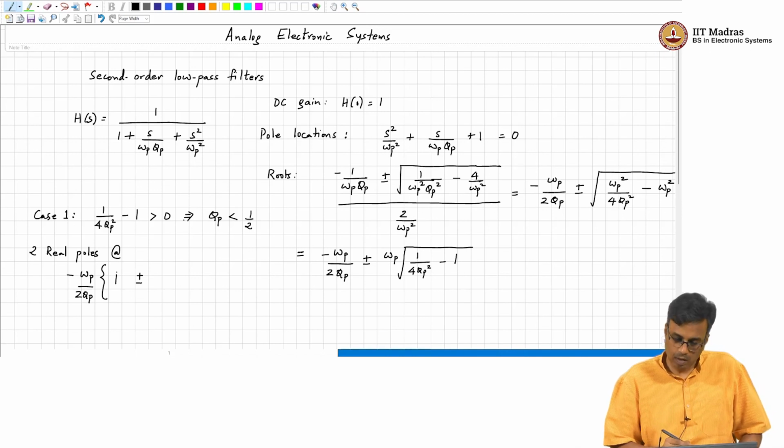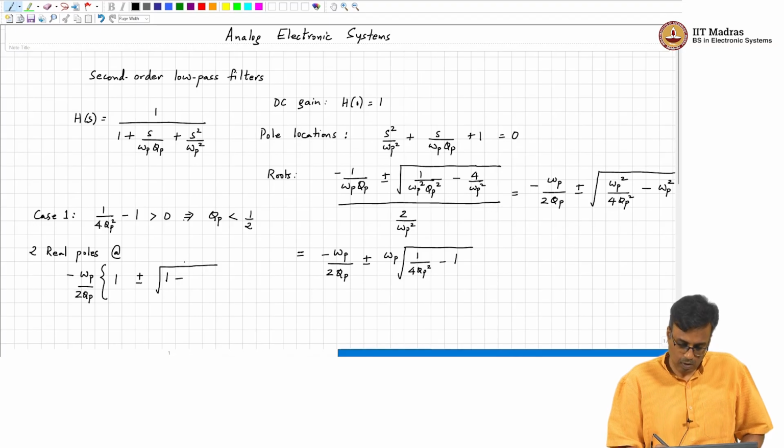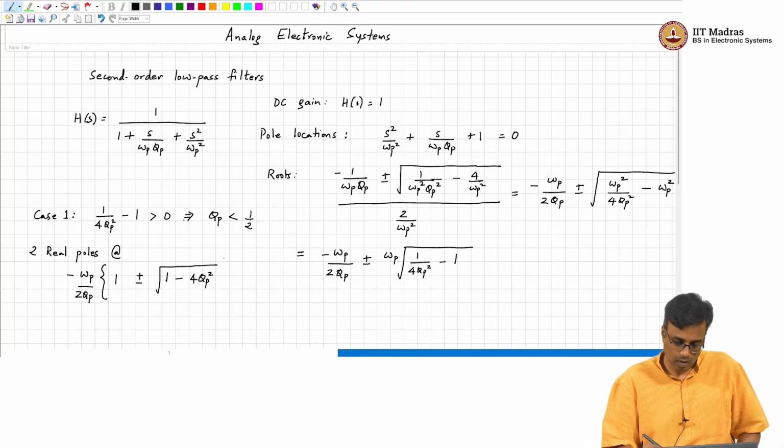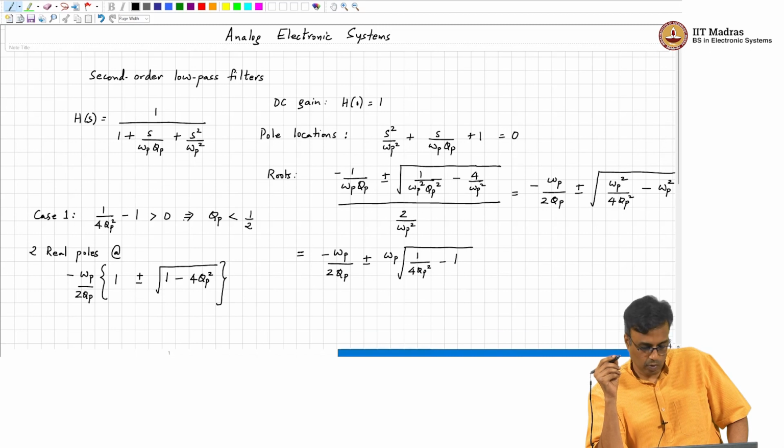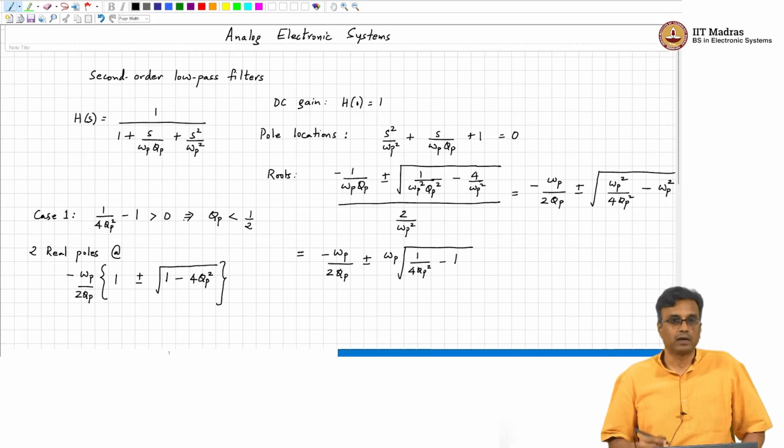One plus minus square root of 1 minus 4 Q p squared. I hope this is right. So, multiply throughout by 4 Q p squared, 2 Q p. I think this is fine.